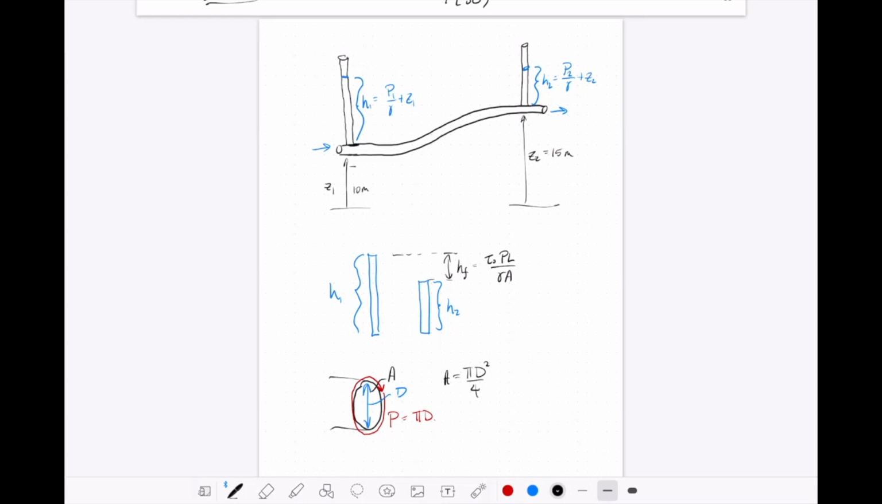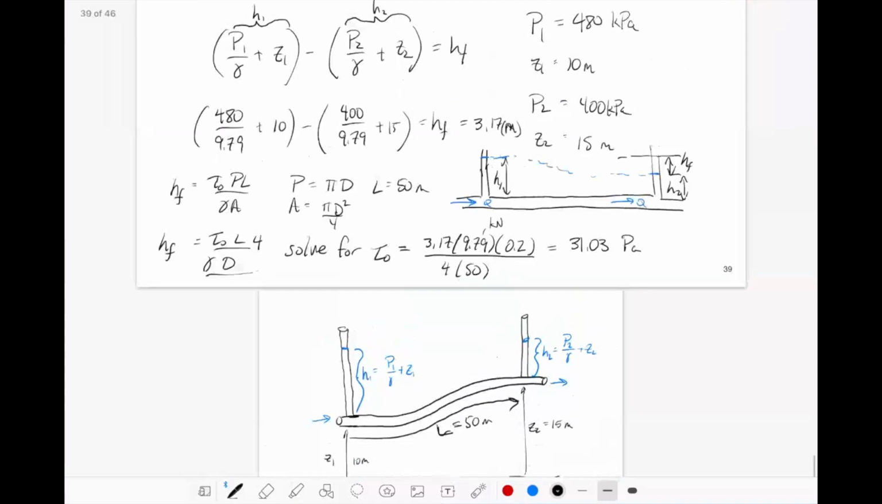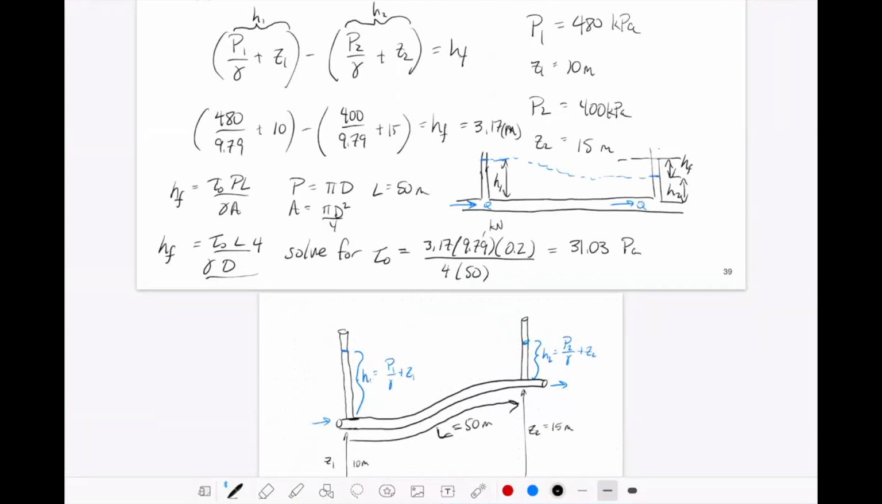And for our diagram, if I draw one last, length of the pipe is 50 meters. So yeah, the answer was 31.03 pascals. And the head pressure loss due to friction, we said, was 3.17 meters.